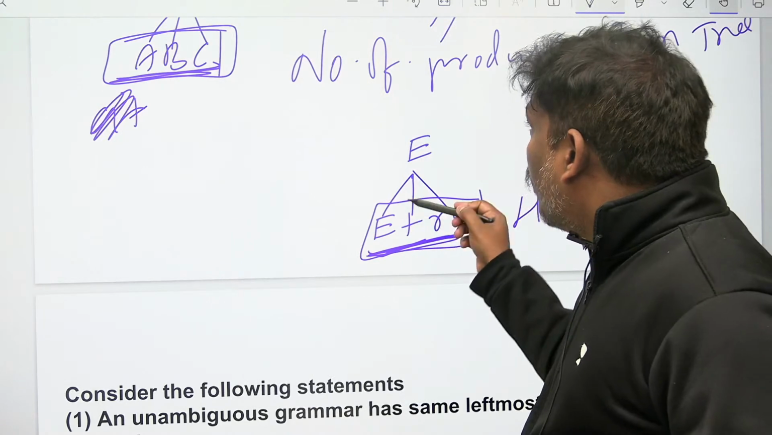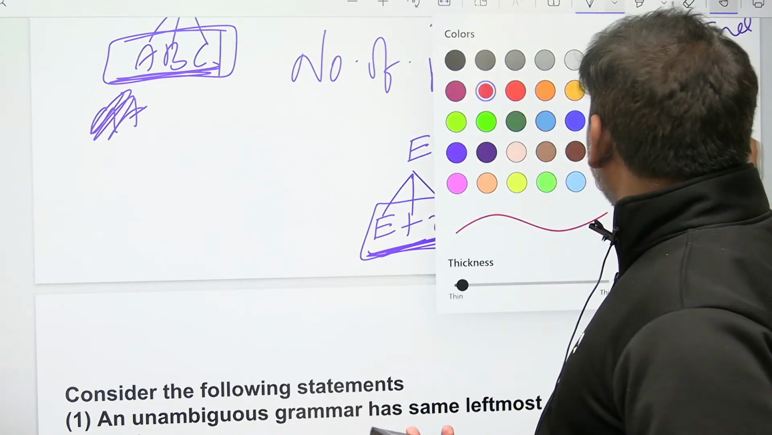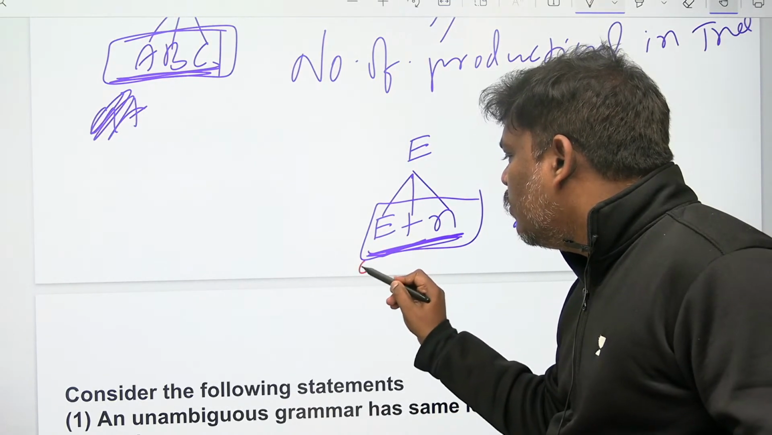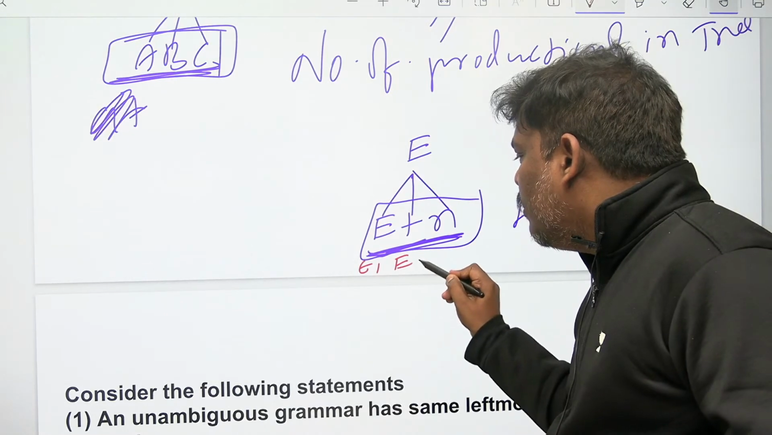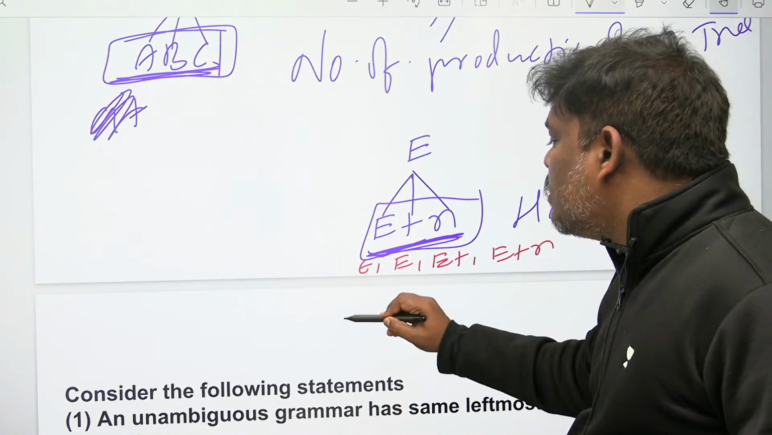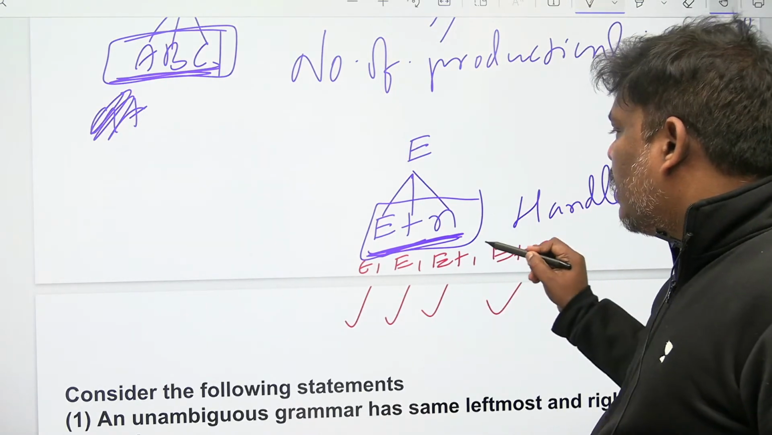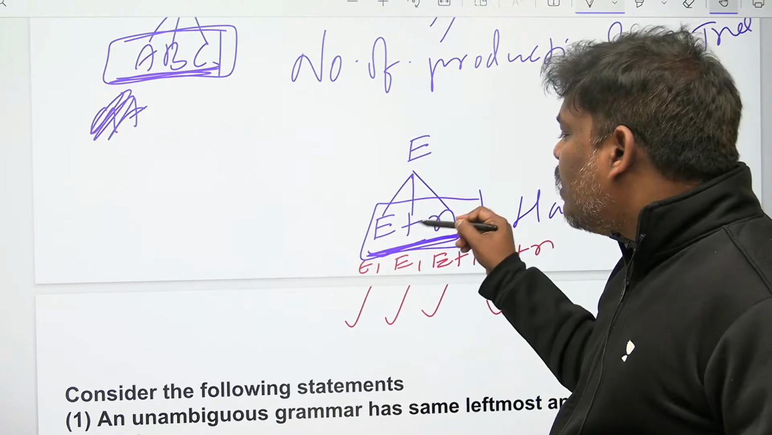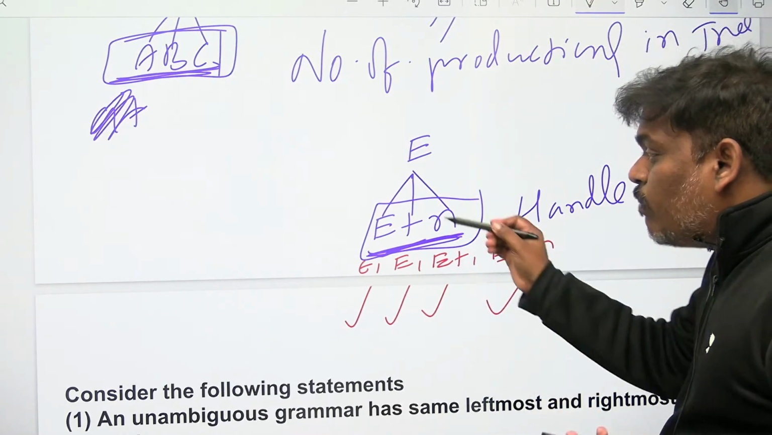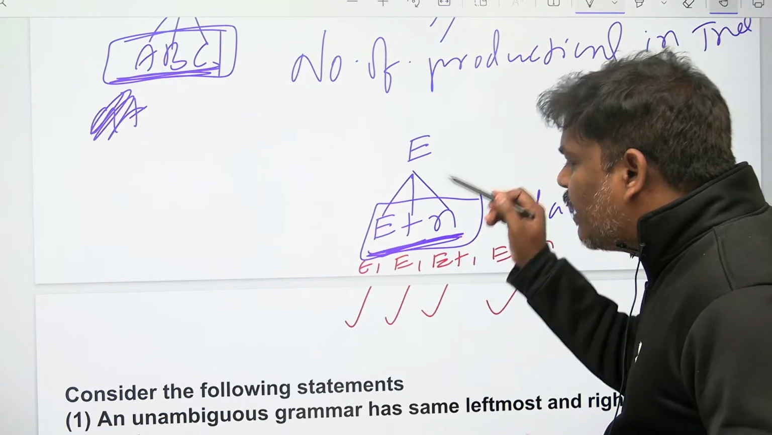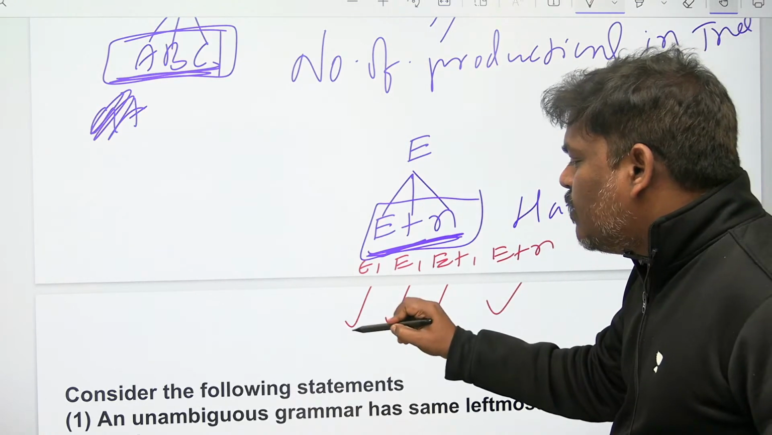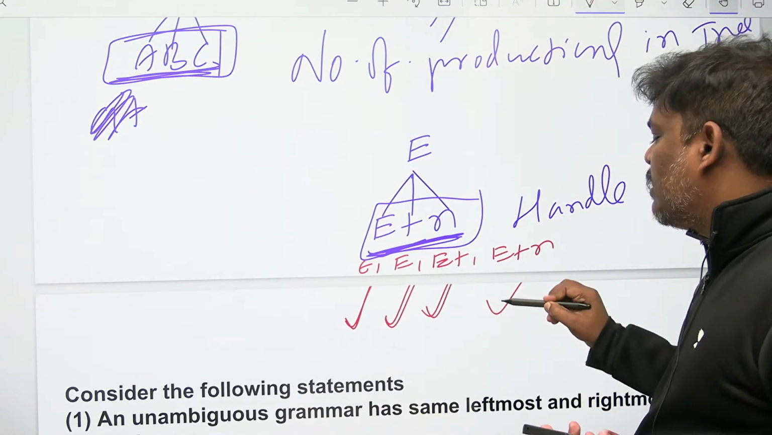To this handle, whatever prefixes are there, what is the first prefix? Epsilon. What is the second prefix? E. Next E plus. Next E plus N. These are called viable prefixes. Right? Set of all prefixes of handles are known as viable prefixes. Means you cannot get the handle at a time. Slowly you have to get it one by one. In E plus N, you cannot get it at a time. First epsilon, next E, next E plus, next E plus N.